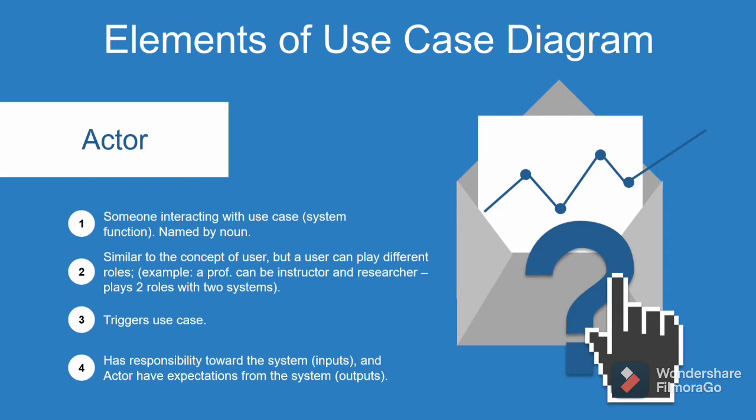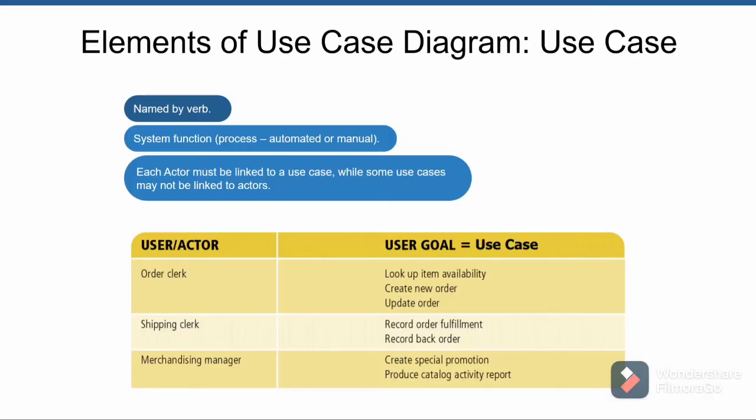Elements of use case diagram. The actor. Someone interacting with use case. Similar to the concept of user, but a user can play different roles. Triggers use case. Has responsibility toward the system and actor have expectations from the system.